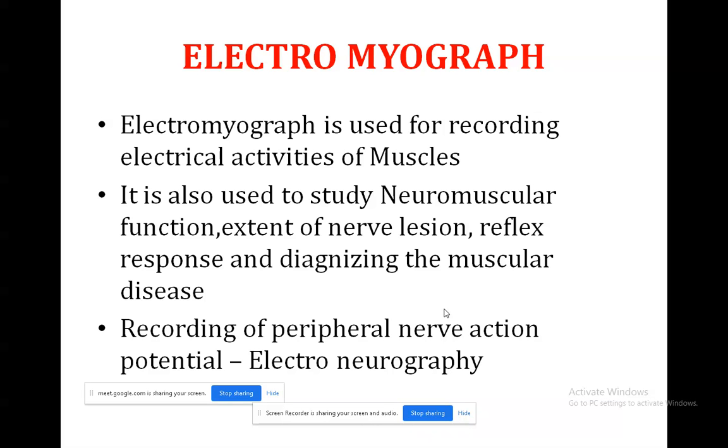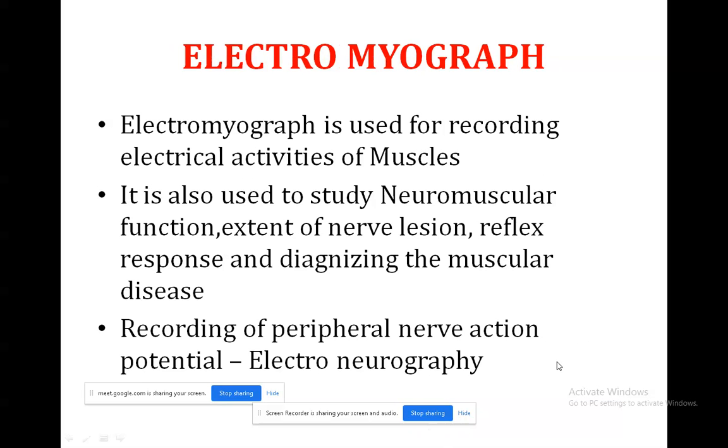And then diagnosing muscular disease, that is, allergy. If you are eating any unwanted foods or taking unwanted medicines, or giving anything else to the body, then it will react in the body and be expressed as an allergy. That will be diagnosed frequently in your body. So for all this treatment you will be using the electromyograph.